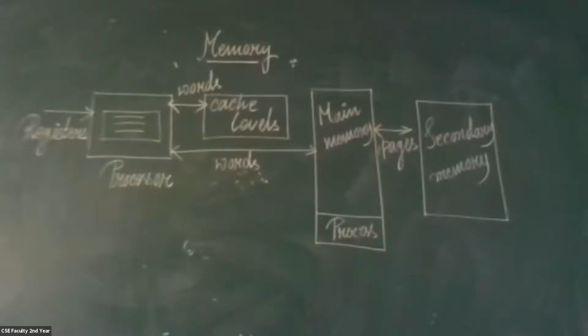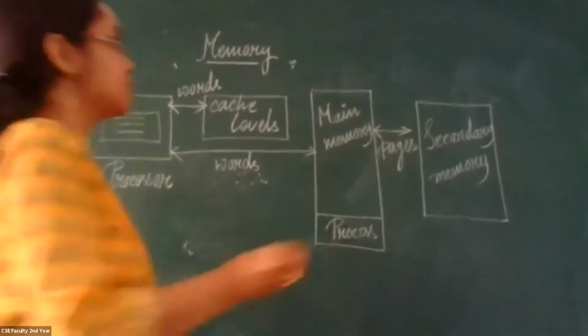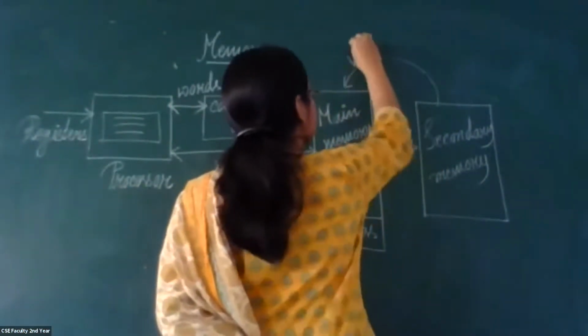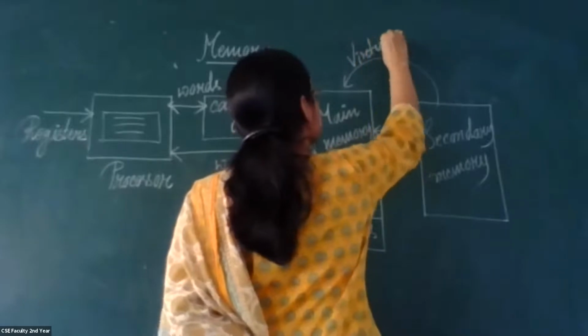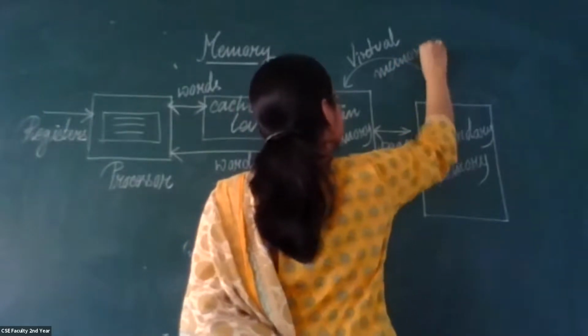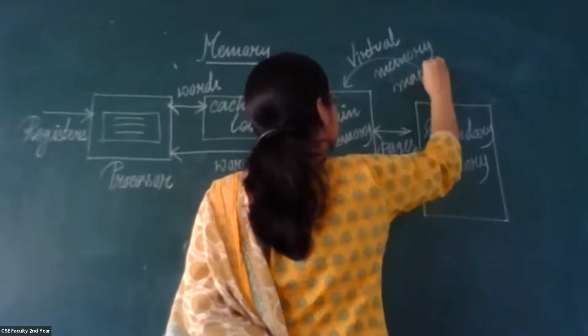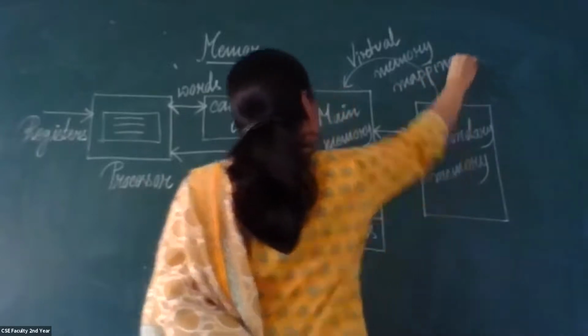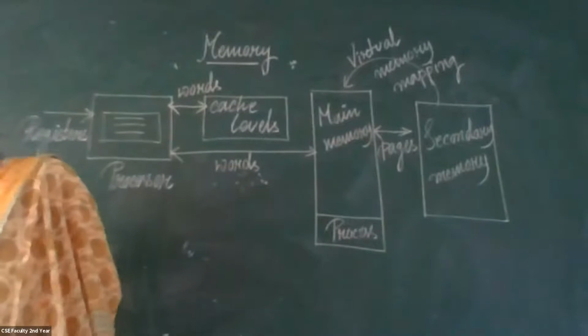So as pages, when information is asked from the secondary memory, it is transferred to the main memory in the form of pages. This process is called paging, and we can also call it virtual memory mapping.